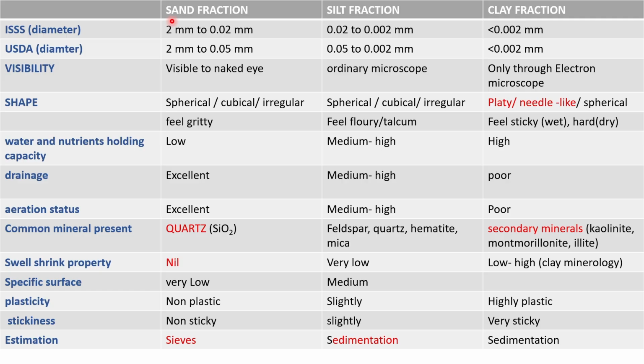And you can see in sand fraction, swell shrink property is nil. It has no swell shrink property. But in silt fraction, it's very low, and it is low to high in clay fraction. So you have to study it by comparing all. Just understand and study, then you can memorize the differences.